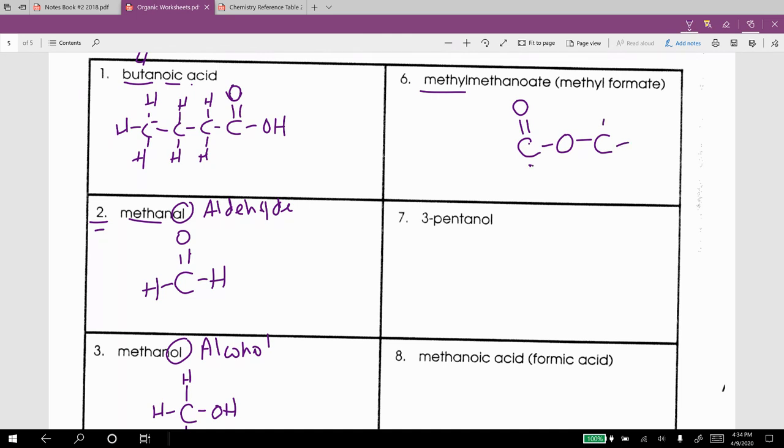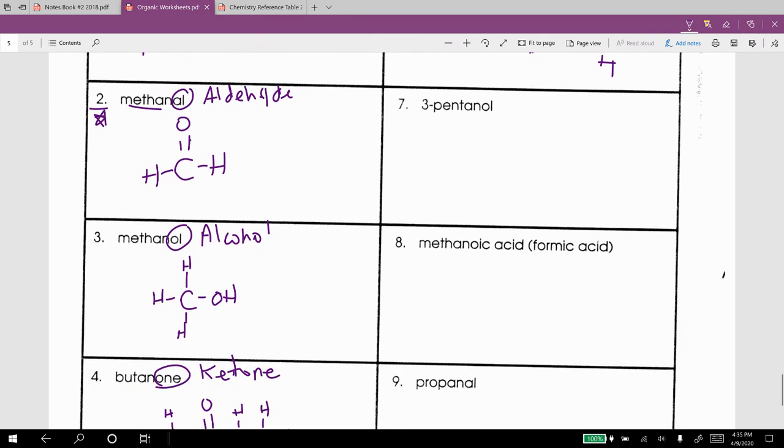So then everything, making sure we have 4 bonds around every carbon. This carbon only has 3. What does it still need? 1 more, right? This one's a tricky one, right? So number 6 and number 2 are tricky. Those little 1 carbon ones.